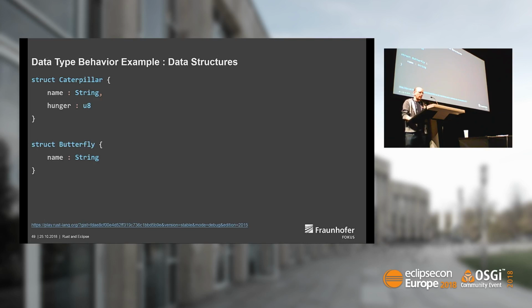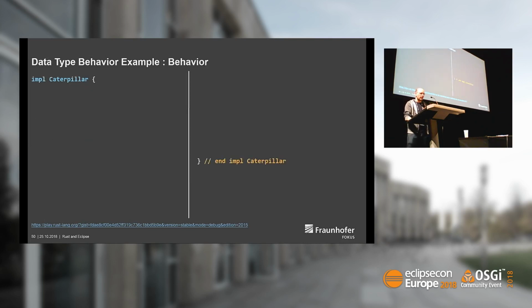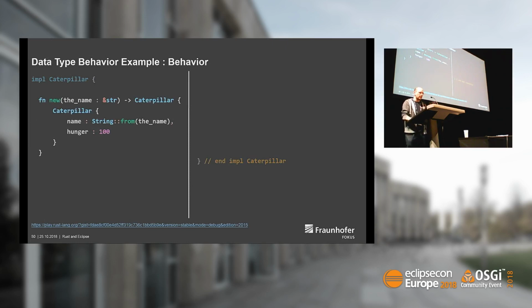Let's take an example. We have the caterpillar again, and we have a butterfly, and now let's implement this caterpillar. We have this impl block, and we define functions associated with the caterpillar. First, like in Java you would say a static factory function, because there is no new keyword. These static functions called new are customary in Rust to create instances. So here we create the caterpillar, set hunger to a default value, which is very hungry, and assign the string, and return the caterpillar.